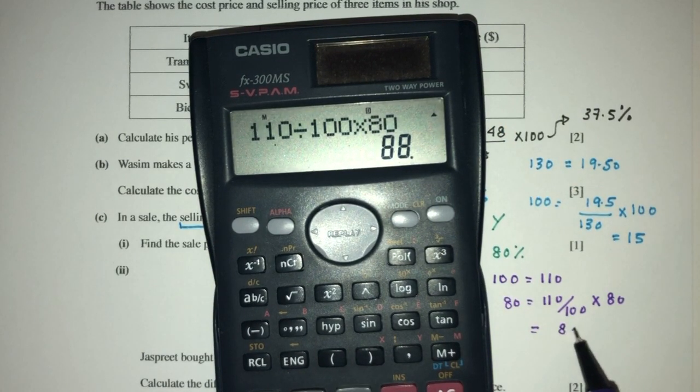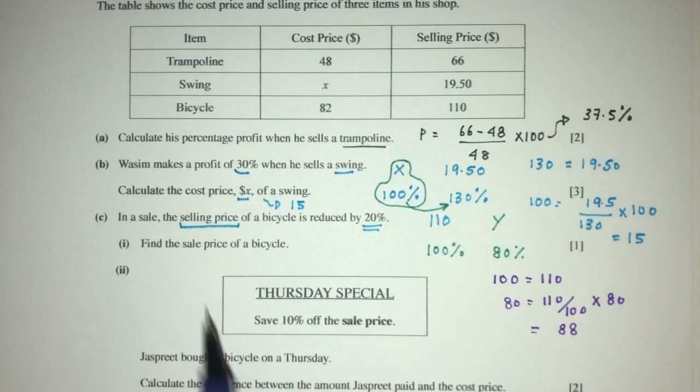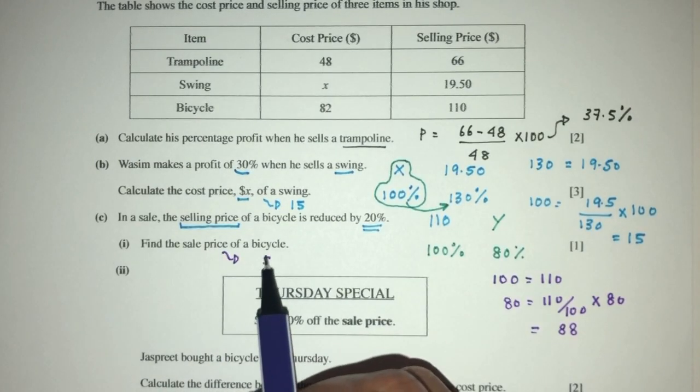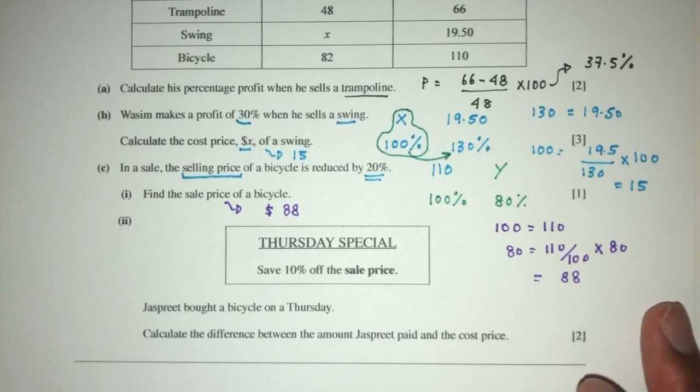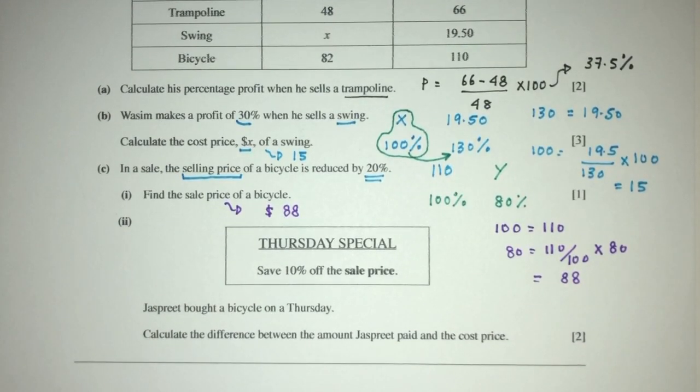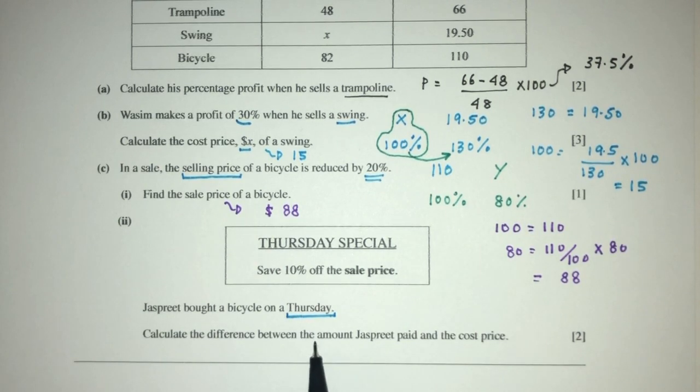That will be $88 for the new sale price. Okay. Now for part 2, we have a Thursday special. We have save 10% on the sale price. Okay, Jaspreet bought a bicycle on Thursday. Okay, calculate the difference between the amount he paid and the cost price.